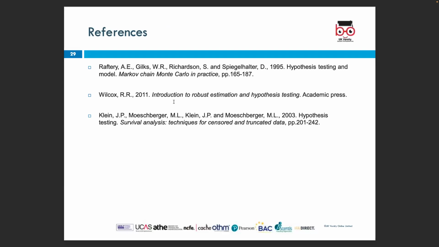So today we have the references. These are the books, articles, and journals that we used. The first book is Hypothesis Testing and Model. And then we used Introduction to Robust Estimation and Hypothesis Testing, which is from Academic Press. And then we used Hypothesis Testing, Survival Analysis Techniques for Censored and Truncated Data.